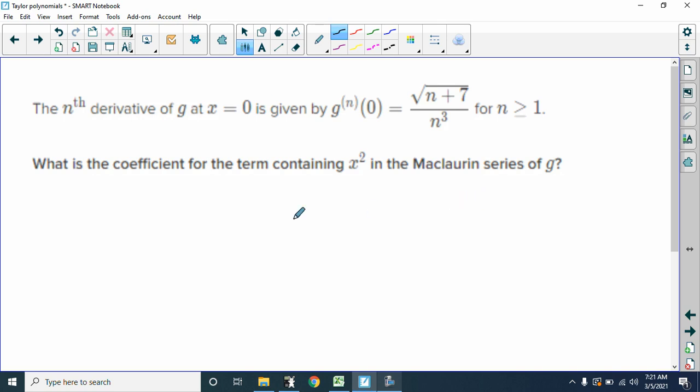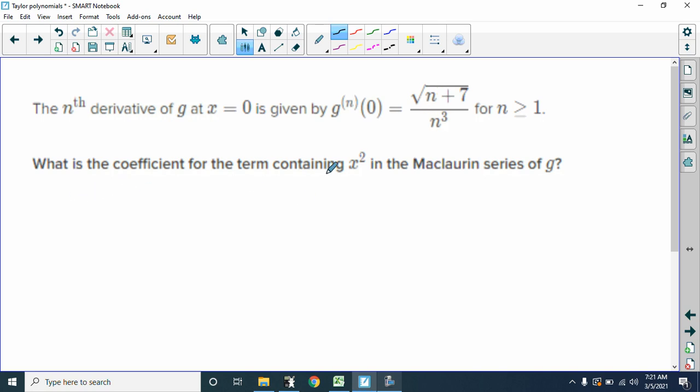This one's a little bit different. It says the nth derivative of g at x equals 0 is given by this formula. So if I wanted the second derivative, I'd plug in 2. If I wanted the third derivative, I'd plug in 3. If I wanted the 12th derivative, I'd plug in 12.